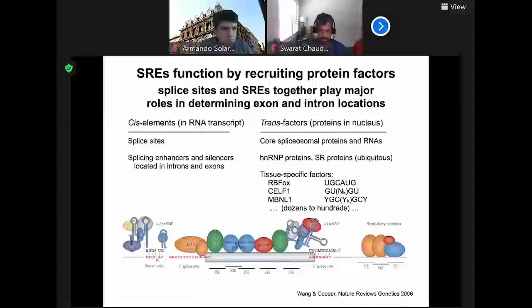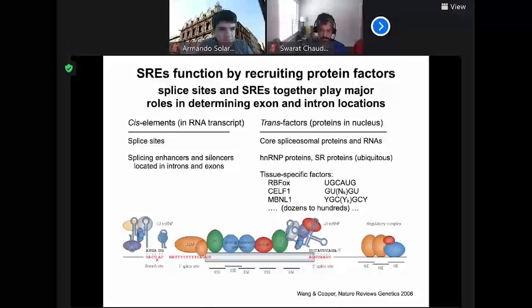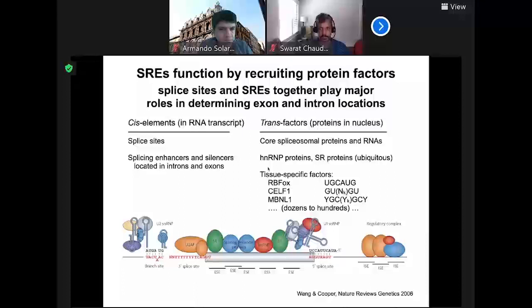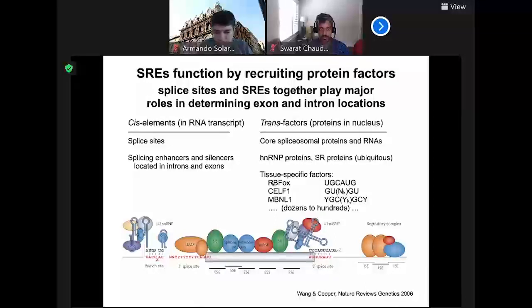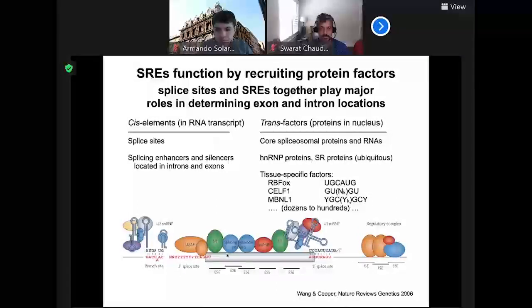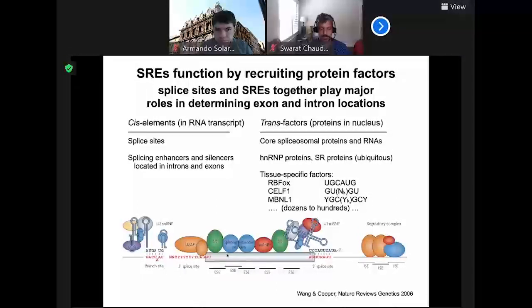These splicing enhancers and silencers are recognized in general by proteins. Just as the core splice sites are recognized by the SNRPs, these enhancers and silencers are recognized by proteins in the HNRNP family, the SR protein family, which are ubiquitously expressed in all cell types, as well as by tissue-specific factors, including those from the RBFOX family, the CELF and muscleblind families, and literally dozens of others. Exactly how they assemble onto the transcript and influence one another's interactions and spliceosome assembly is not well understood.